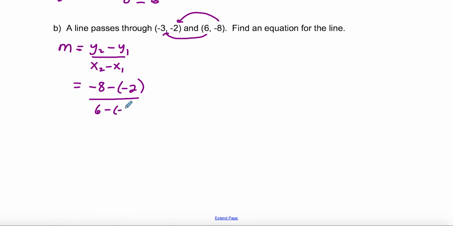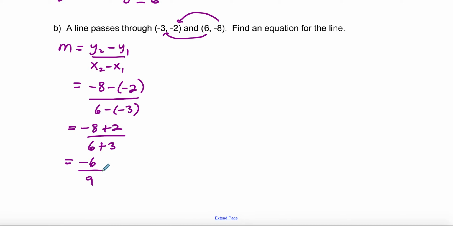And this would be 6 minus -3. So what I'm saying is if you had just written this like -8 plus 2 and 6 plus 3, because you know two negatives side by side make a positive, that would be just fine. It saves you a little bit of work. So -8 plus 2, that's -6, and 6 plus 3, that is 9.